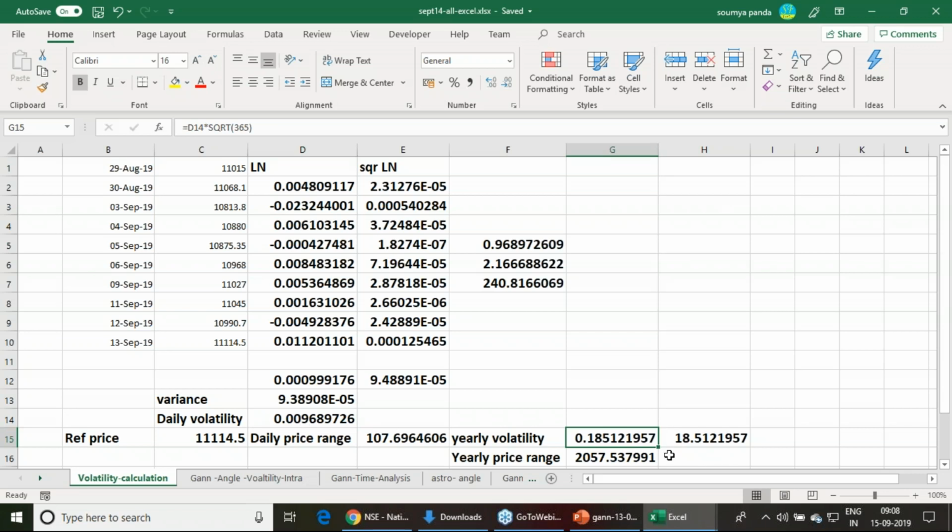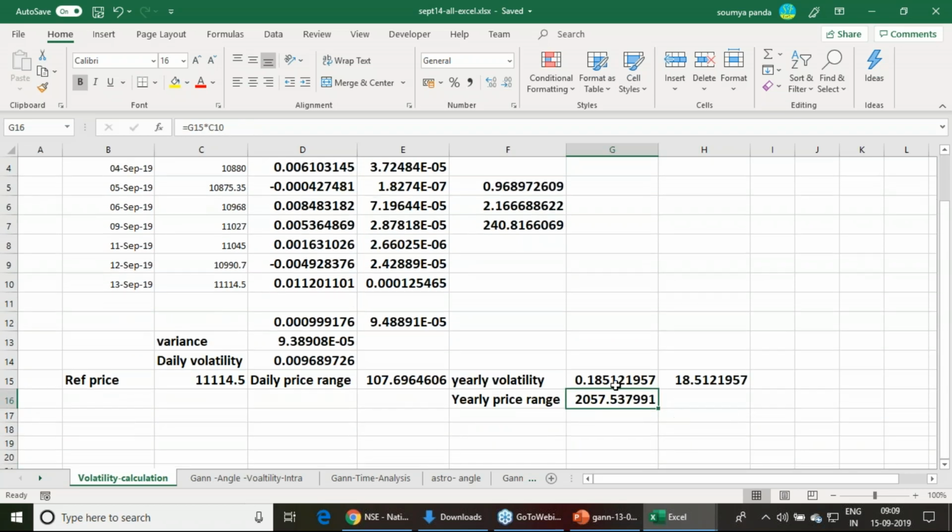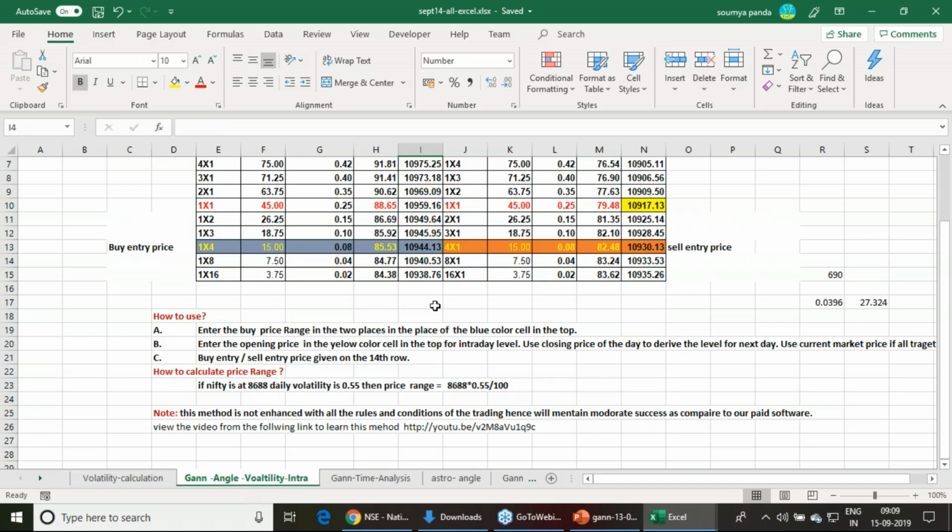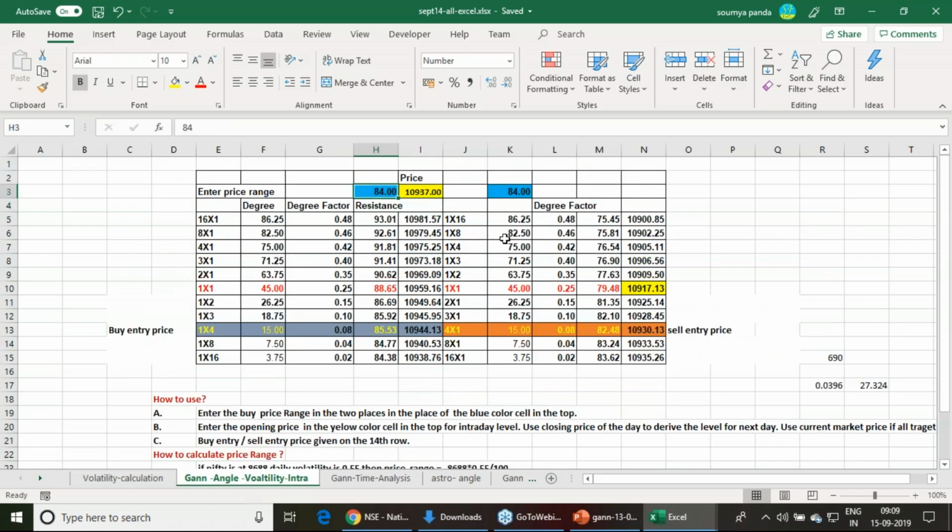Yearly volatility currently ruling at 18.51% and price range coming to 2057 price points it can move in a year based on these values. Because once this data changes, that volatility also changes. So based on this data, we are getting daily price range of 107.69. 107.69 price point oscillation can be expected.